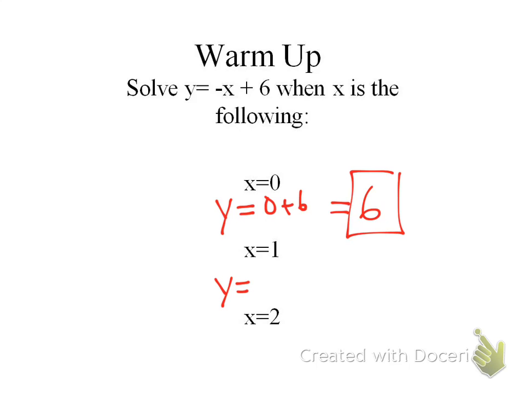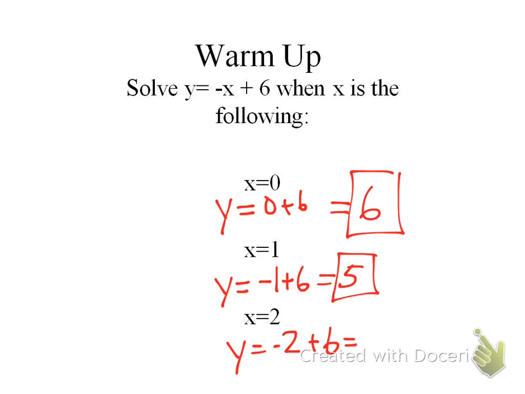When you plug 1 in, you get negative 1 plus 6, so y is going to equal 5. And when you plug 2 in, y is going to equal 4. So we'll have to do this a little later on today when we start graphing functions. So this is kind of a review, kind of relates it back to what we did first chapter.